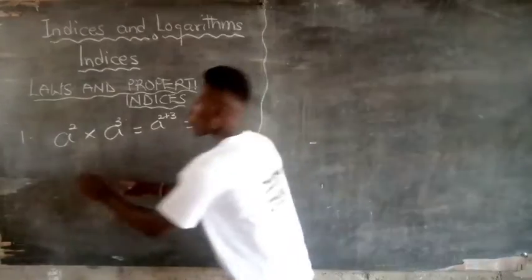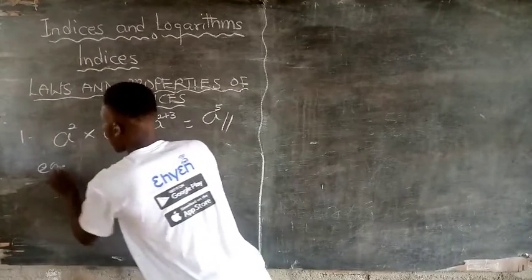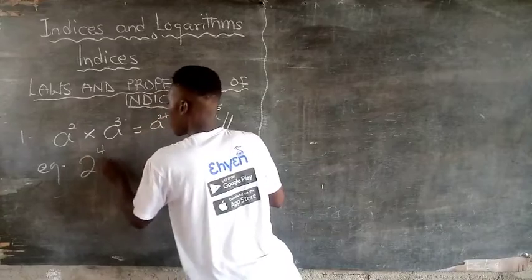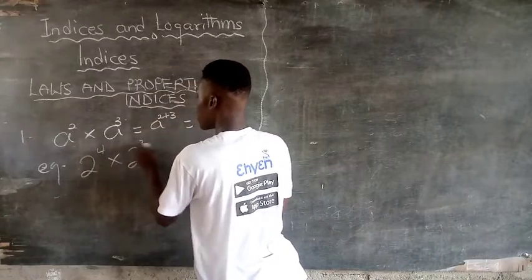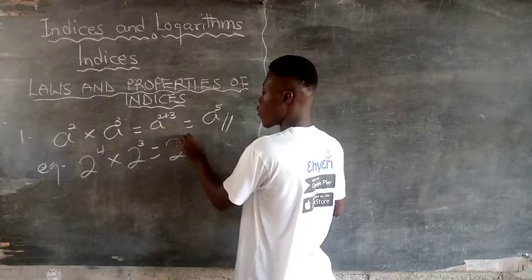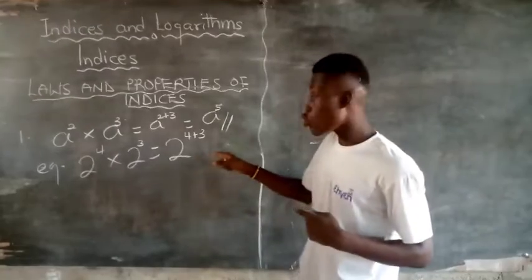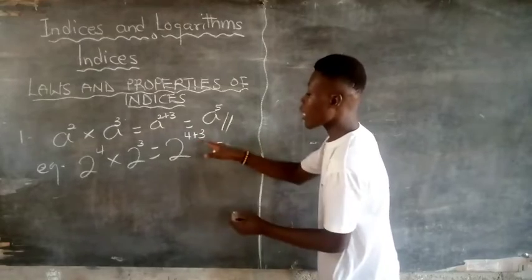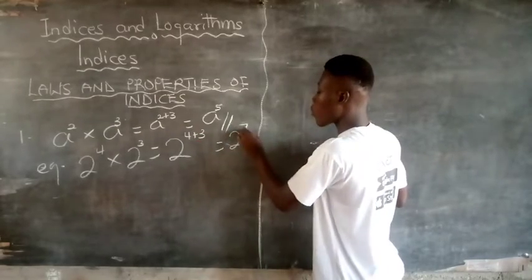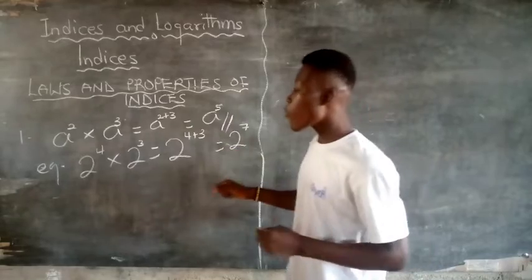Solving an example, you have 2 to the power 4 times 2 to the power 3. We add the powers: 4 plus 3 is 7, so that would be 2 to the power 7. This is how we go about it.